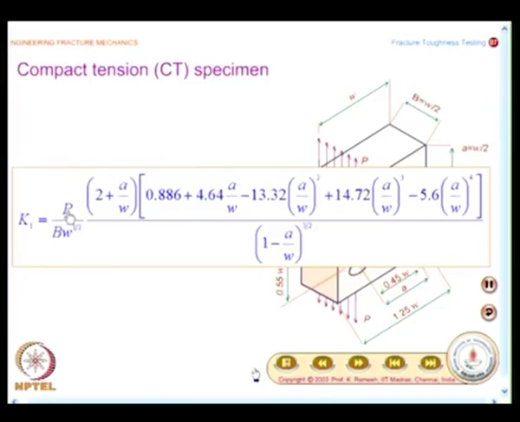K1 is given as P divided by B W power half, multiplied by 2 plus A by W, multiplied by 0.886 plus 4.64 A by W minus 13.32 A by W whole square plus 14.72 A by W whole cube minus 5.6 A by W whole power 4, divided by 1 minus A by W whole power 3 by 2.